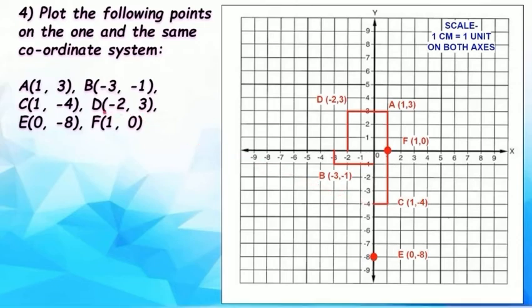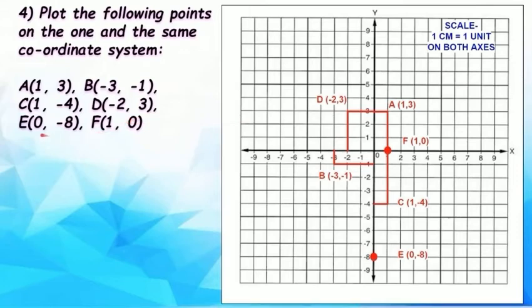Point D has coordinates minus 2 comma minus 3. So on the x-axis we locate minus 2. So minus 2 on the x-axis is here, and on the y-axis we locate minus 3. So on the y-axis the value of minus 3 is here. Again, the intersection of these 2 points will be the location of point D. So point D lies here.